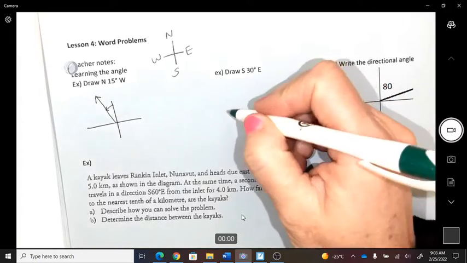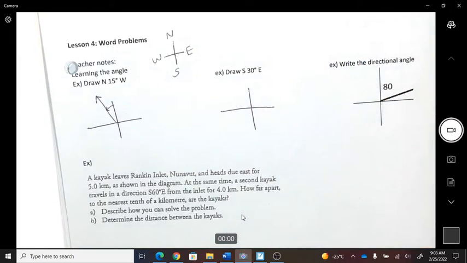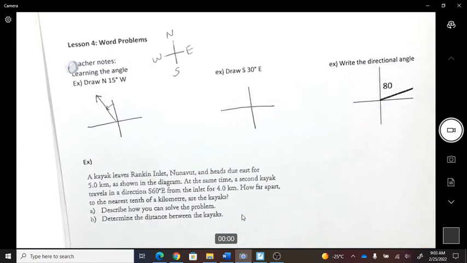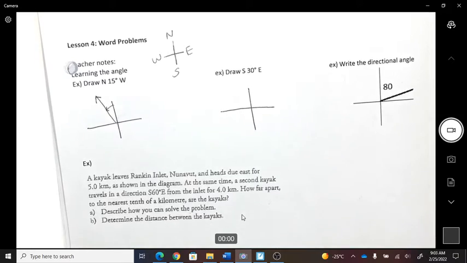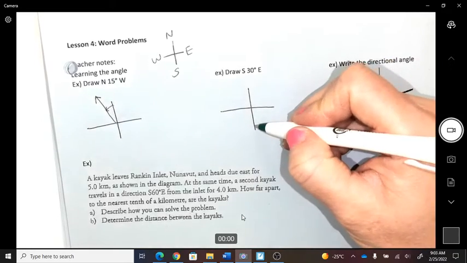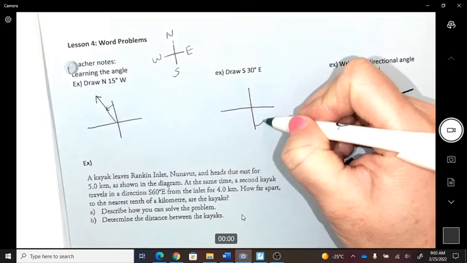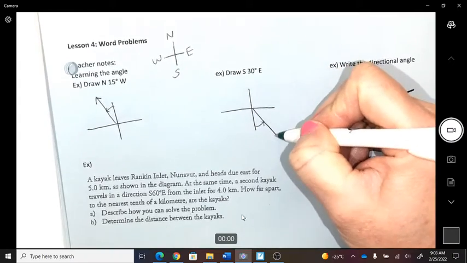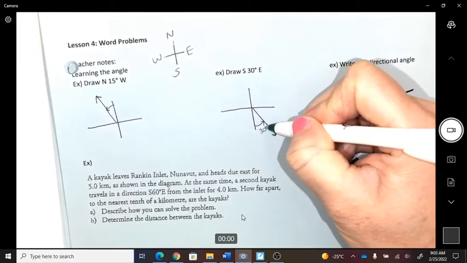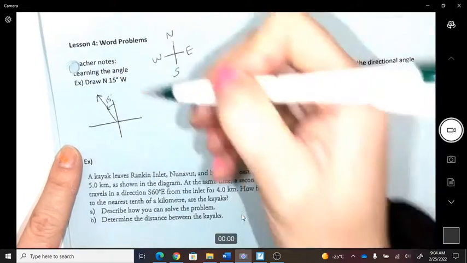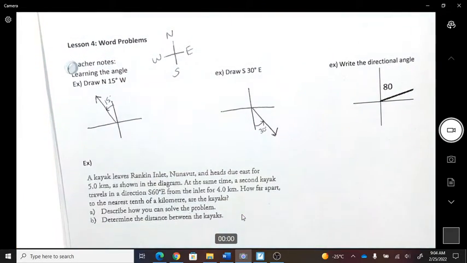Okay, south 30 degrees east. So go to the south marker and then you're going to go 30 degrees to the east. Okay, does that make sense?